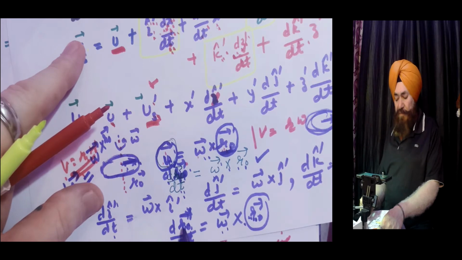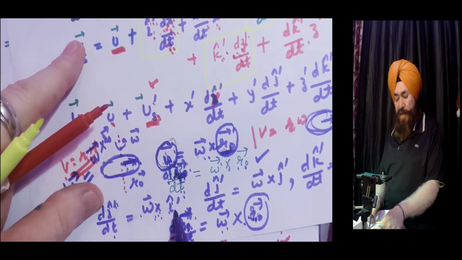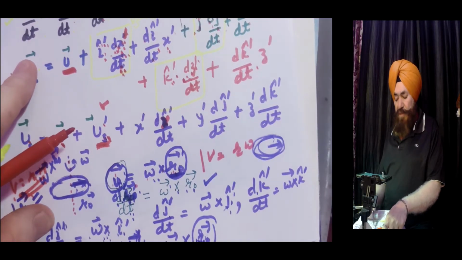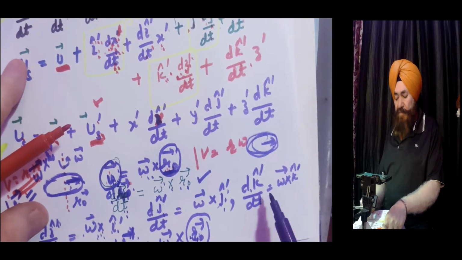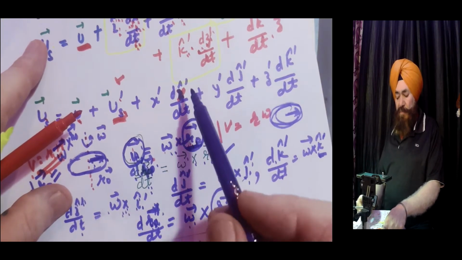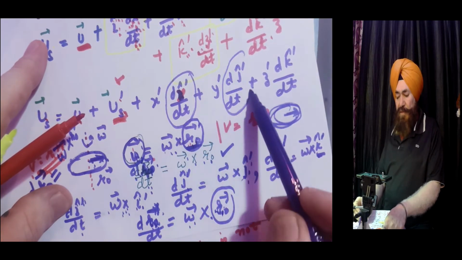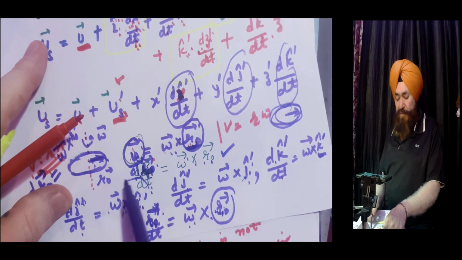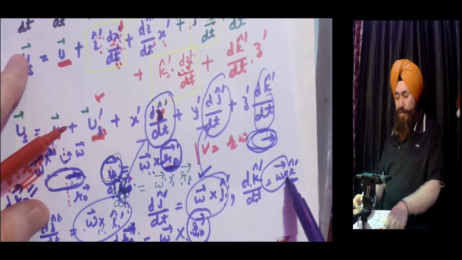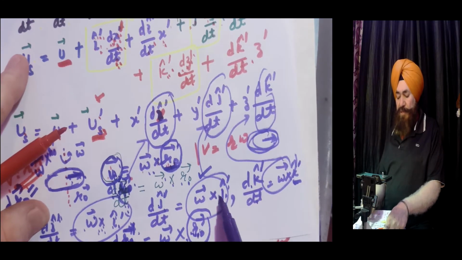On the right hand side, if r naught vector is i cap dash, here comes omega vector cross i cap dash. If I replace r naught vector by j cap dash, here comes omega cross j cap dash. Similarly, if I replace r naught vector by k cap dash, here comes omega cross k cap dash. Now I am substituting these values here.